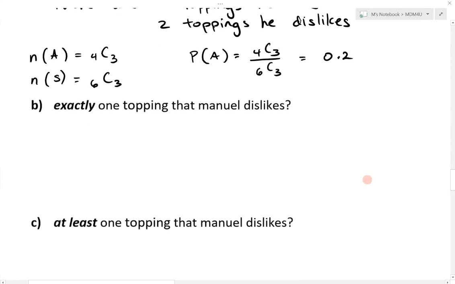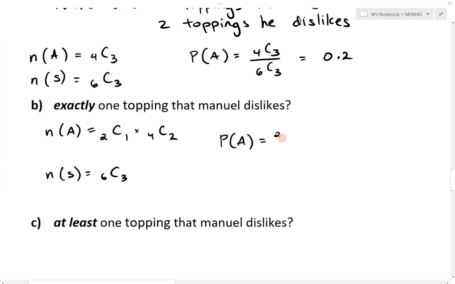Part B, what about exactly having 1 topping that Manuel dislikes? So the number of ways that can happen is that you can have 2 choose 1, if there's 2 that he dislikes, you're going to choose exactly one of them. And you're going to multiply that by 4 choose 2. So there's 4 toppings he does like, and we're going to have exactly 2 of them. And then n of S, the total number of outcomes, is still unchanged, so 6 choose 3. So the probability is going to be 2 choose 1 times 4 choose 2 divided by 6 choose 3, which is equal to 0.60 or 60%.